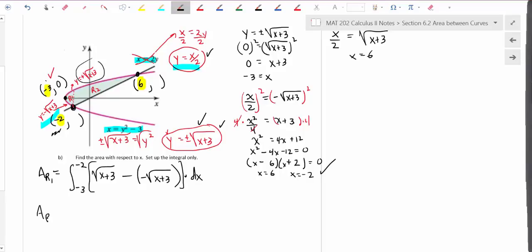And then the area of region 2 is going to be the upper curve on region 2, and again, we're going to go from negative 2 to 6.